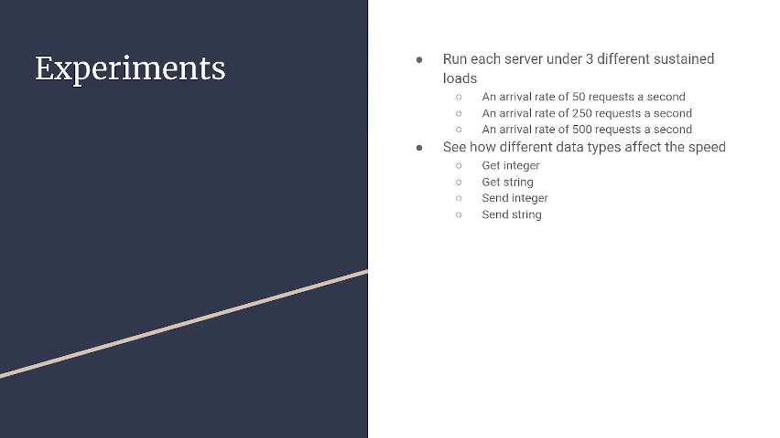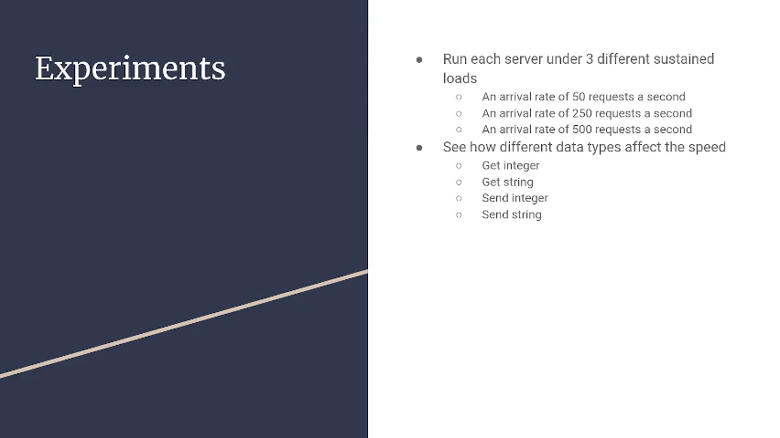So the experiments, like I was saying before, were to run each server under 3 different sustained loads. The first would be at an arrival rate of 50 requests a second, which was pretty minimal. Then an arrival rate of 250 requests a second, and then finally an arrival rate of 500 requests a second. So these do seem to show different highs and lows. We want to see the min and max response time in milliseconds, along with the 99th and 95th percentile, along with the median as well, just to see how each server does under what load, and which one is overall faster and which one is overall slower.